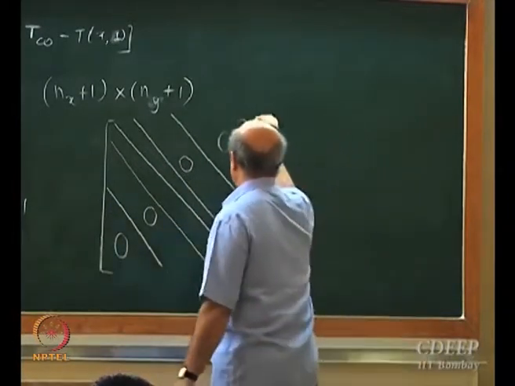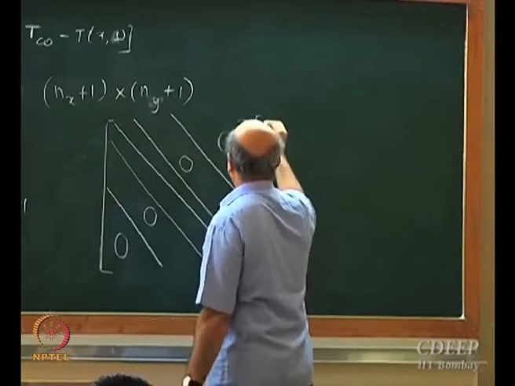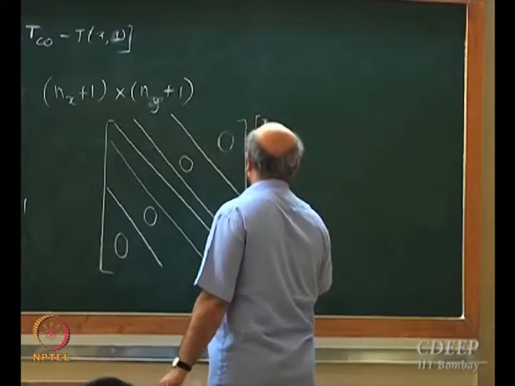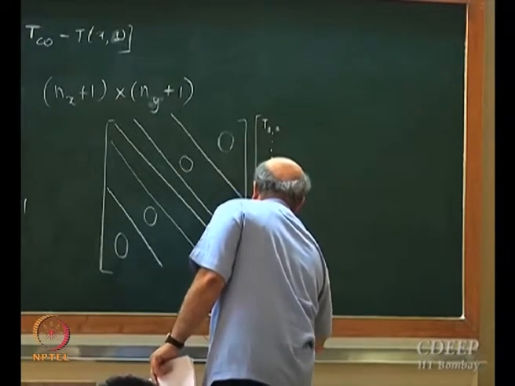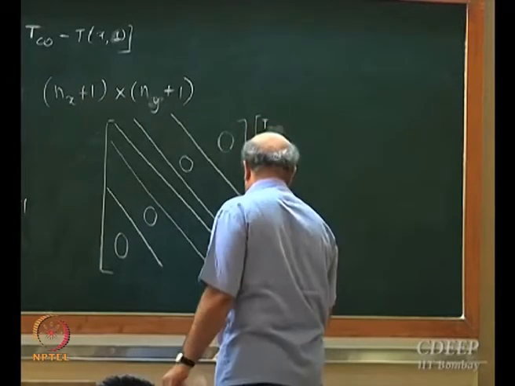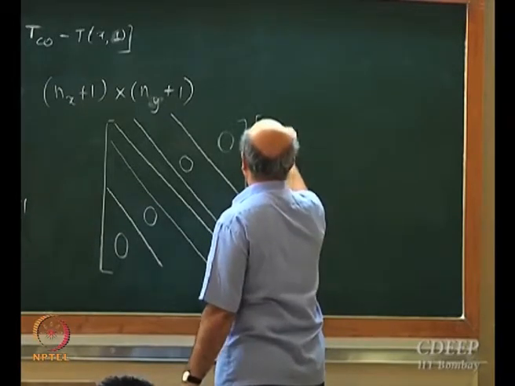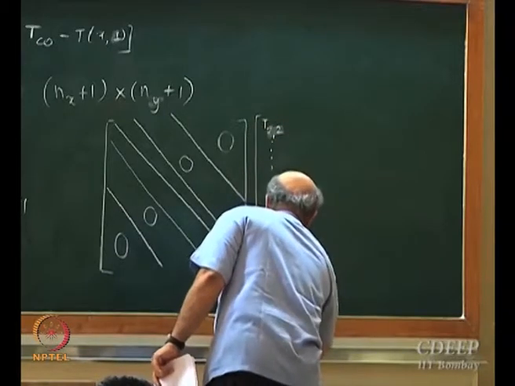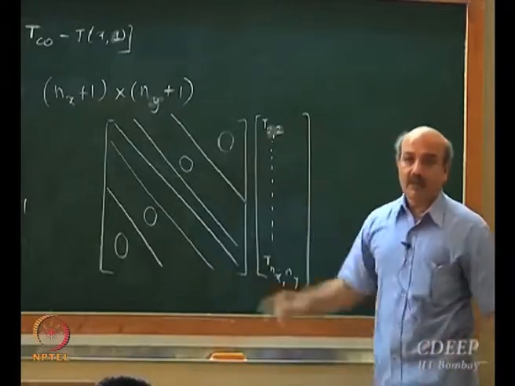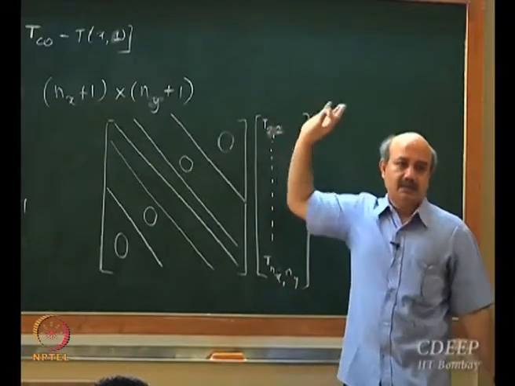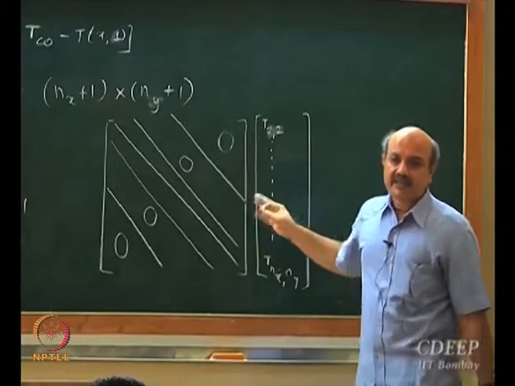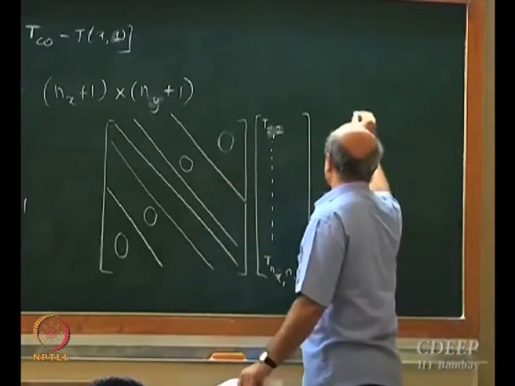So the unknown vector is T11, or I think you have to eliminate the boundaries, so you get T22 up to T nx ny. If you eliminate the boundary conditions and then collect all the unknowns together and write this as one equation, you will get this.